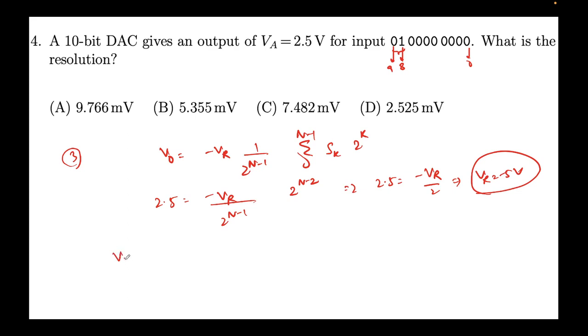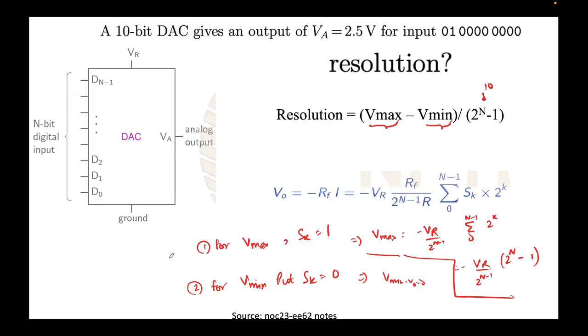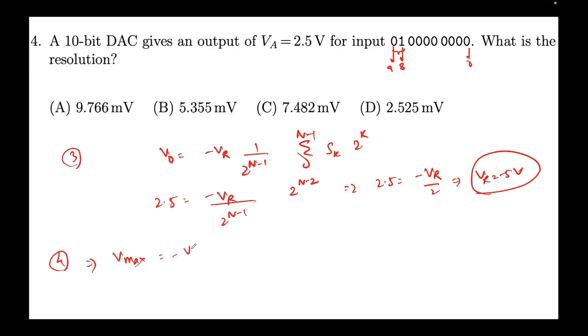So this gives us Vmax equal to, this is the fourth step, we now obtain Vmax equal to minus VR over 2 raised to the power n minus 1 into 2 to the power n minus 1. VR is minus 5, so this will turn out to be 5, 2 to the power n is 10, so 2 raised to the power 9, 2 raised to the power 10 minus 1.